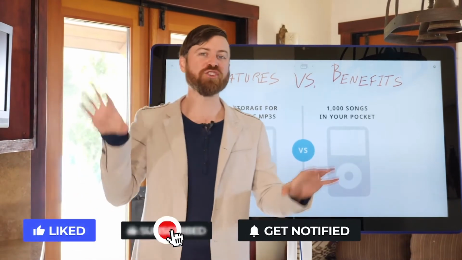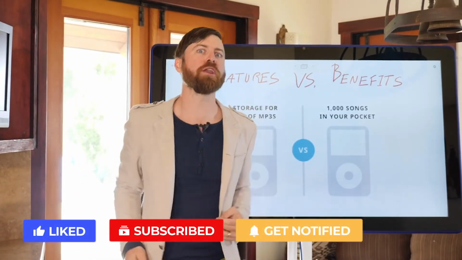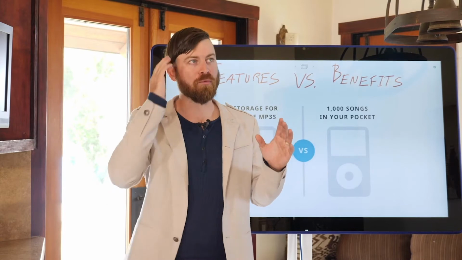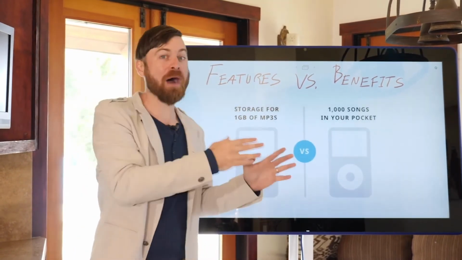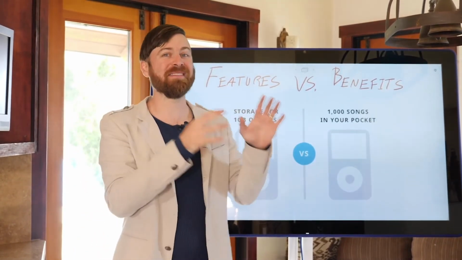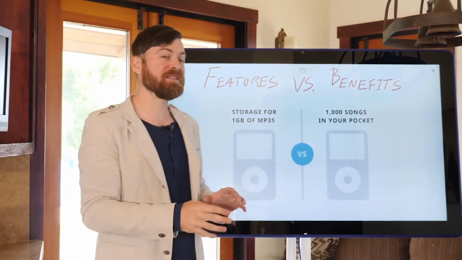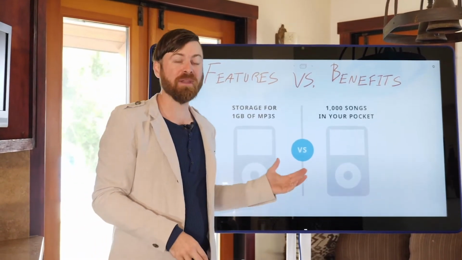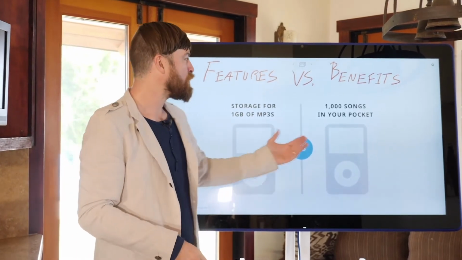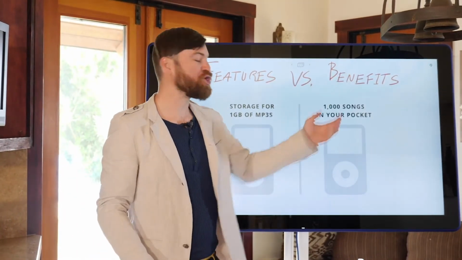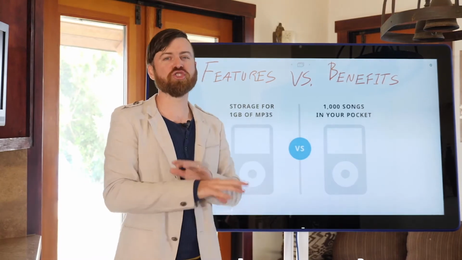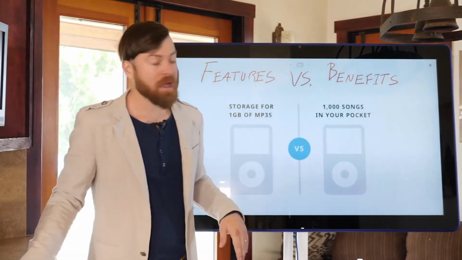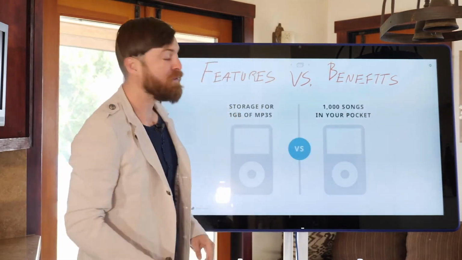Understanding the difference between features and benefits was one of the biggest marketing realizations that I had that really made me understand how to do marketing and how to do marketing that works. And when you understand the difference, you'll understand why, in the classic example of the MP3 player, Apple was able to build their market share so fast and so strong by advertising benefits rather than features.